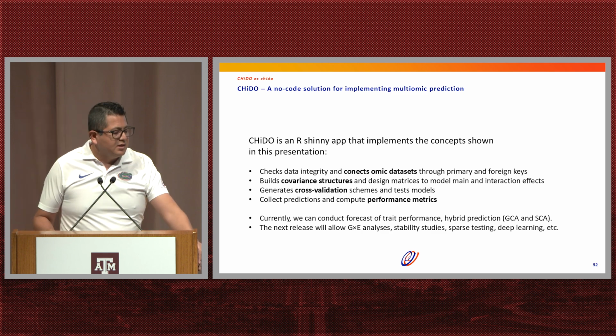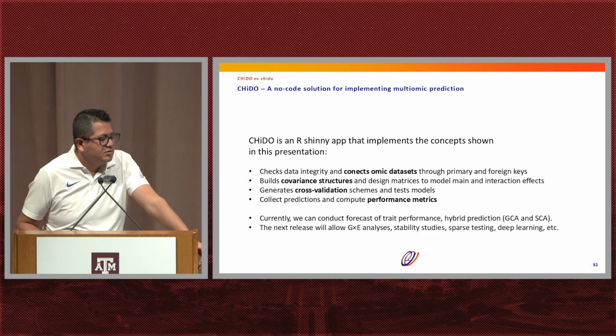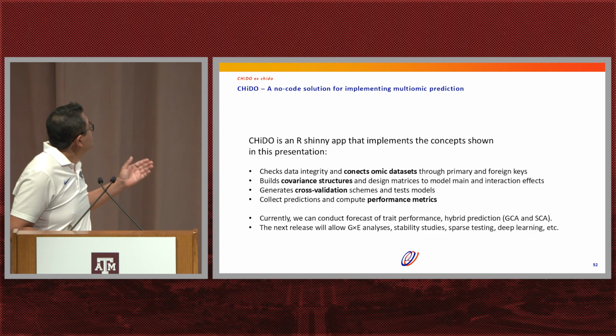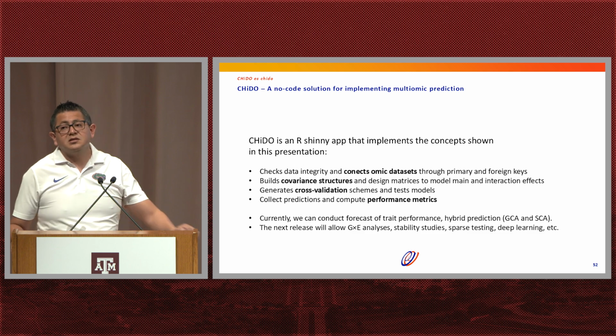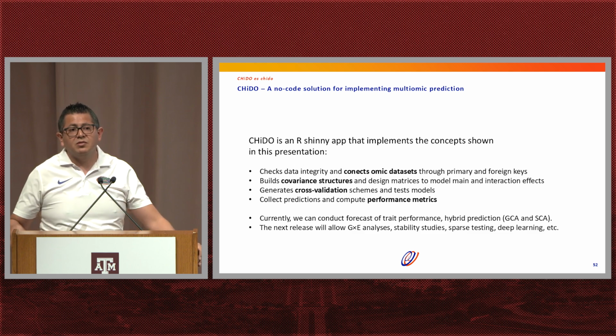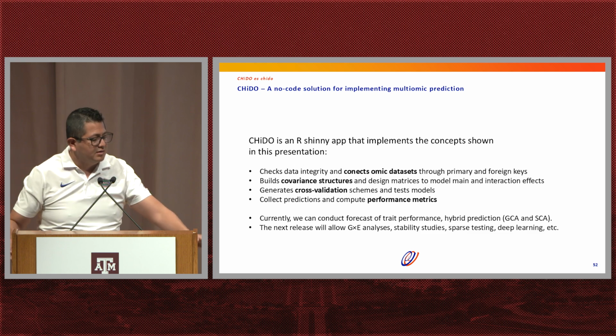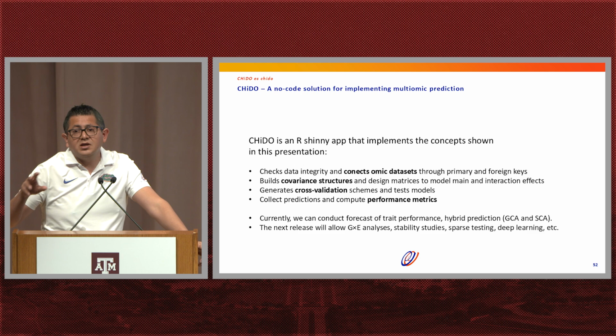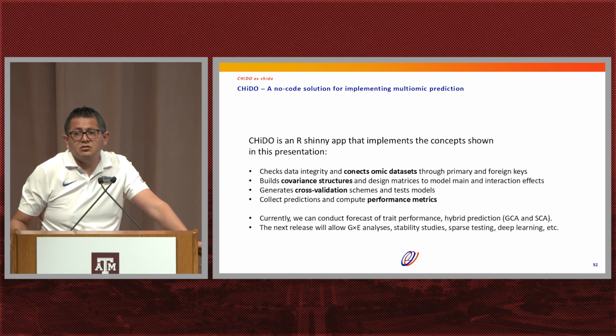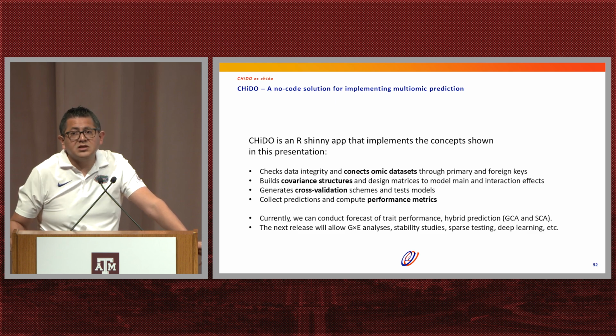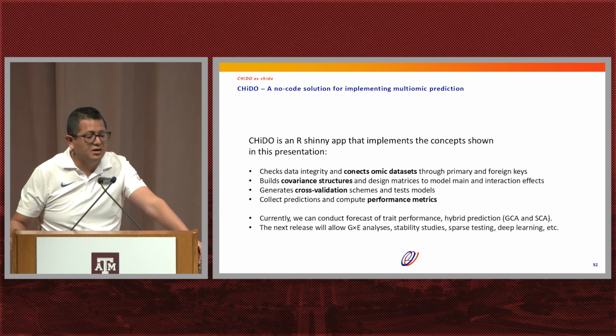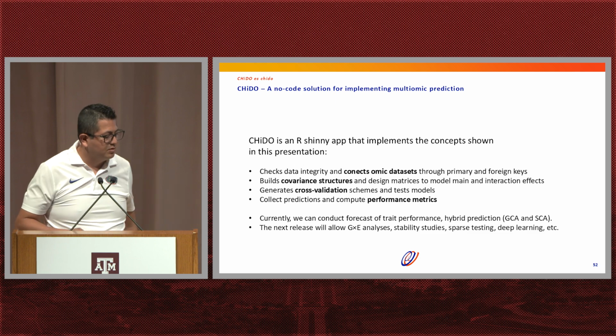So CHiDO is an R-Shiny app that implements the concepts that we are showing in this presentation, checks data integrity, and connects the different omics. So that's the power, right? We add the different omics, and it starts aligning. Builds covariance structures, so once we compute the covariance structures, we can provide these as arguments in the model. Generate cross-validation schemes. For now, we have annual crops, but new release is going to include, for sure, perennial crops. And we compute the performance metrics, so variance components and correlations and mean square error.